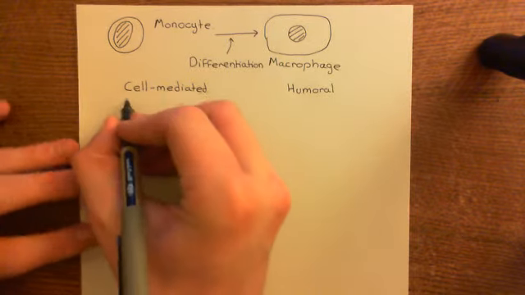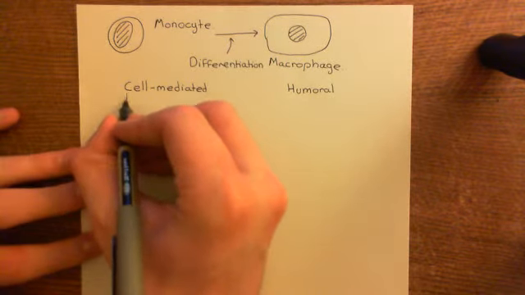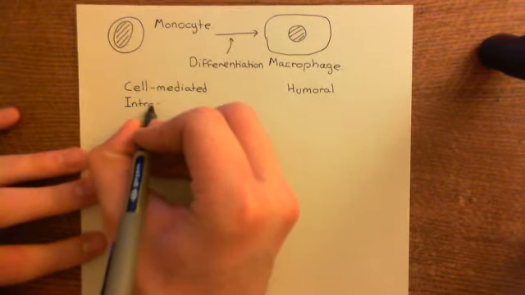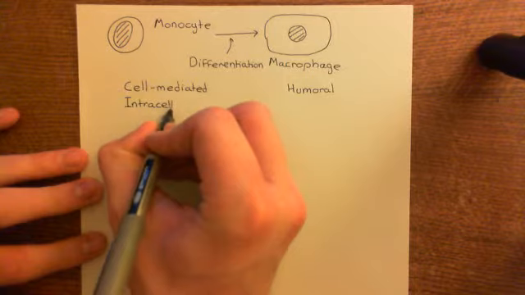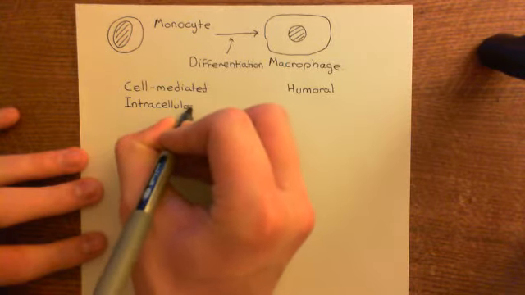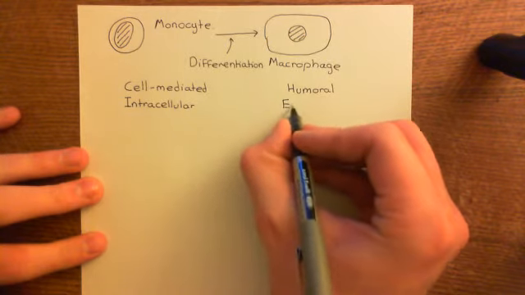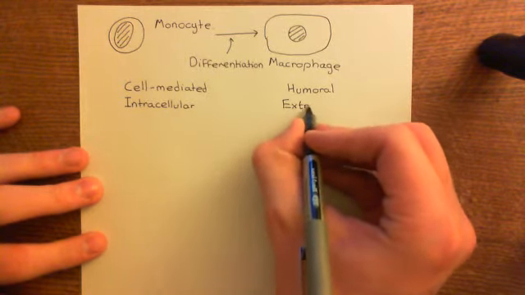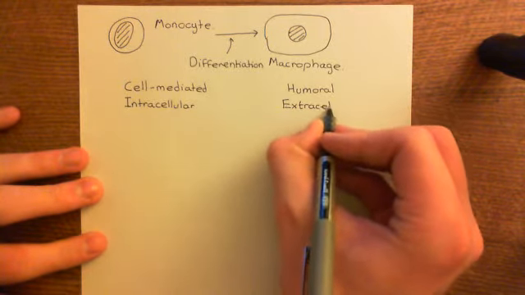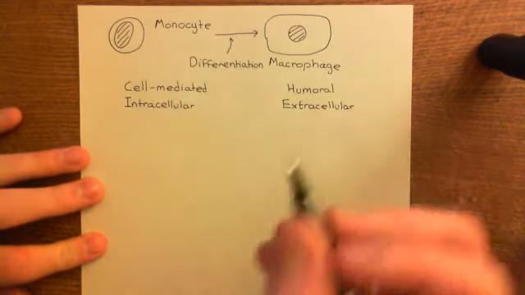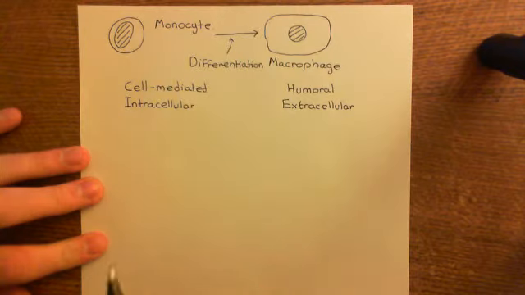The cell-mediated response, brutally, is the response to intracellular pathogens, whereas the humoral response is the response to extracellular pathogens. Now, what do I mean by that? Well, if we, for instance, look at viruses as a pathogen, viruses go inside the cell.